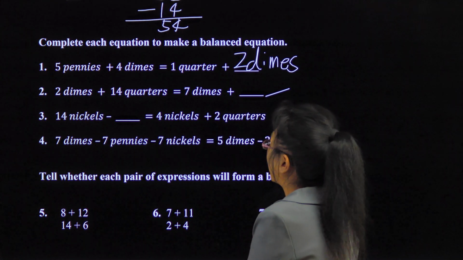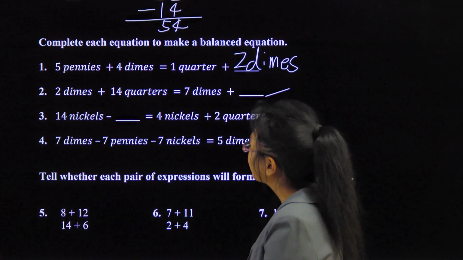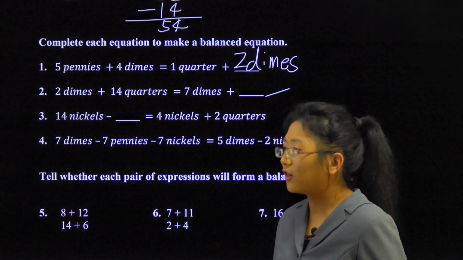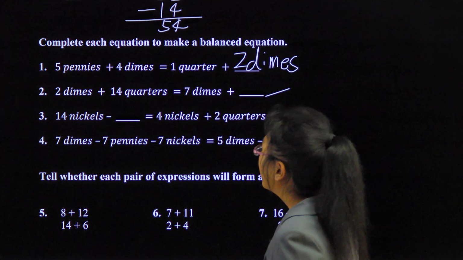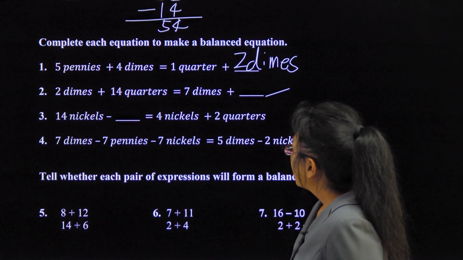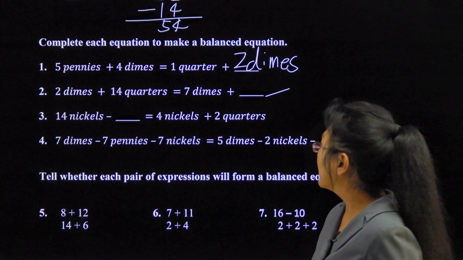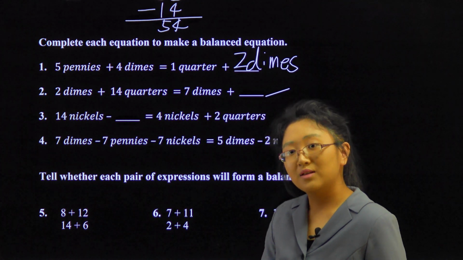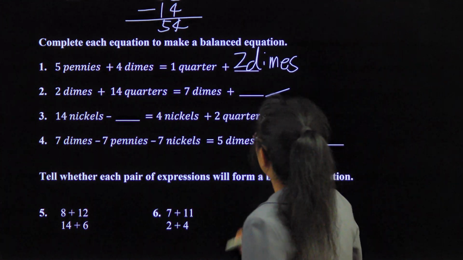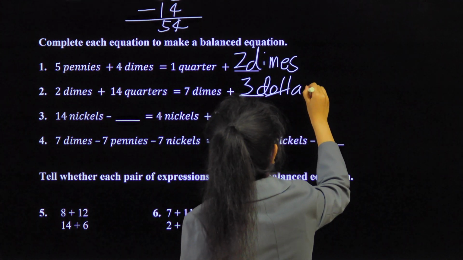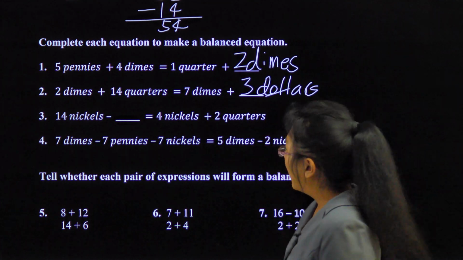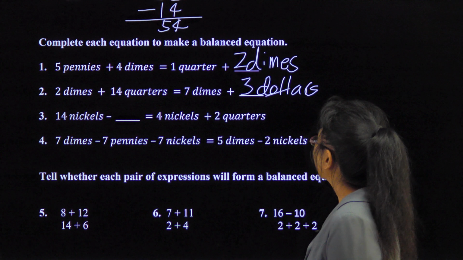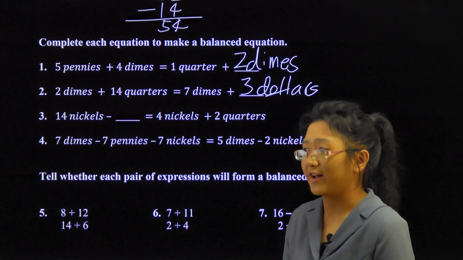2 dimes plus 14 quarters is equal to 7 dimes plus what? Well, 2 dimes is 20 cents and 14 quarters is $3.50, which is 350 cents. That's 370 cents. 370 cents is equal to 7 dimes and what? 7 dimes is 70 cents, which means that this mystery value is equal to 370 cents minus 70 cents, which is 300 cents, which is also equal to $3. You could also put equivalent values such as 300 cents, 60 nickels, 30 dimes, 12 quarters. You get the idea.